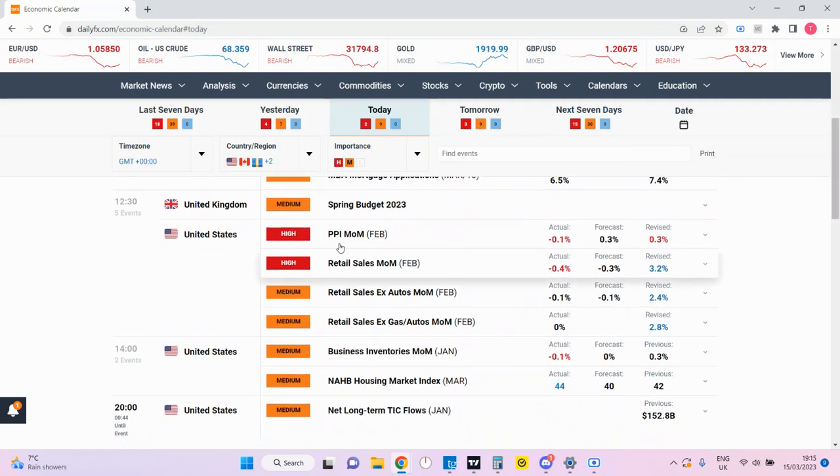So like I say, first thing I always do is check the economic calendar. Today we could see we had medium impact spring budget UK. We also had PPI, which is quite a major one for the US dollar.